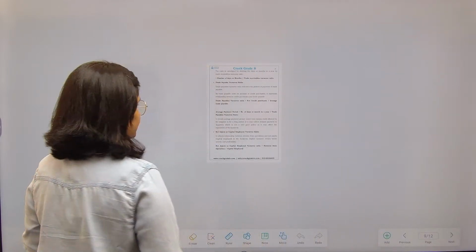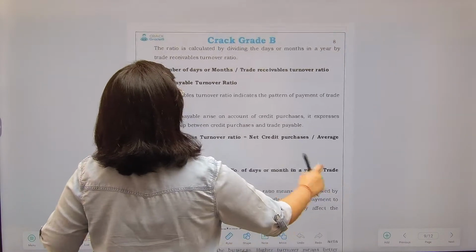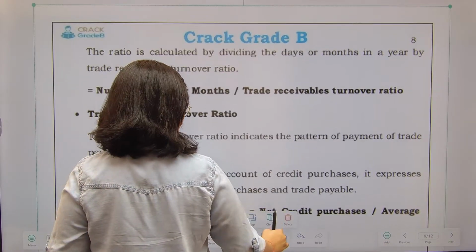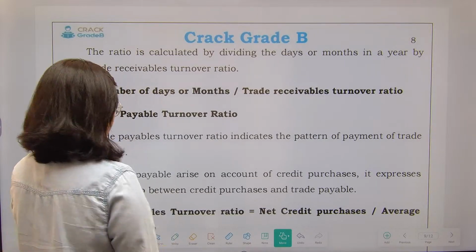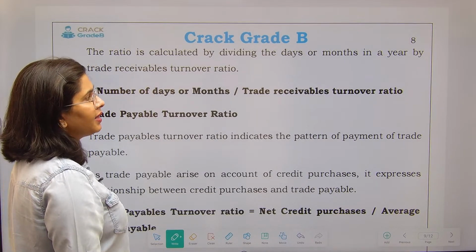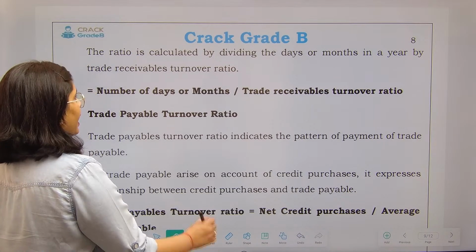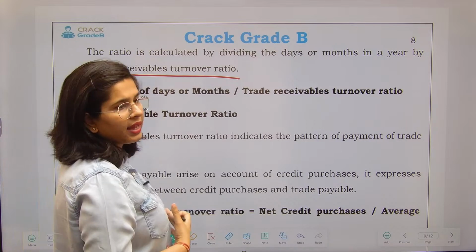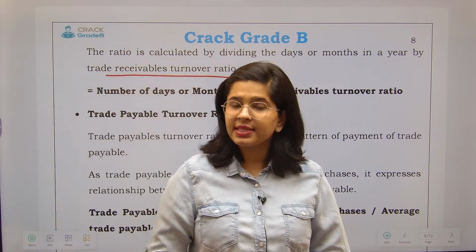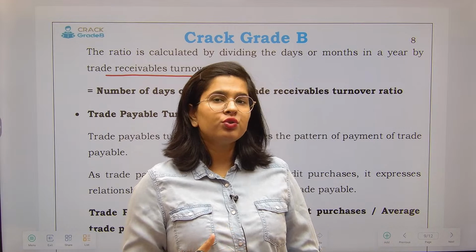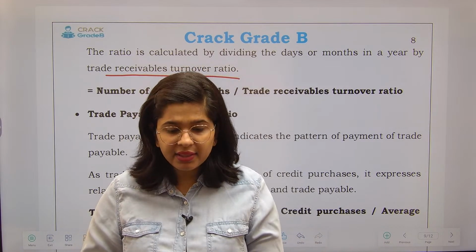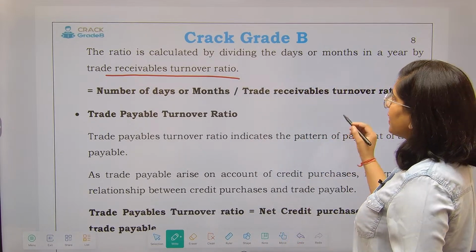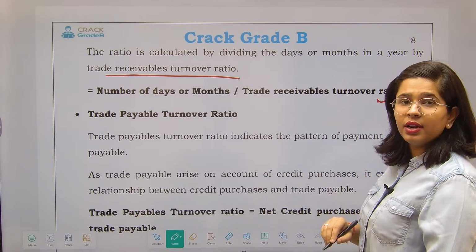This is what is being said over here. The ratio is calculated by dividing the days or months in a year by the trade receivables turnover ratio. So if I want to know the answer in days, I divide by 365, right? But if I want to know the answer in months, I divide by 12. So I hope you are getting my point. Number of days or months divided by the trade receivables turnover ratio.